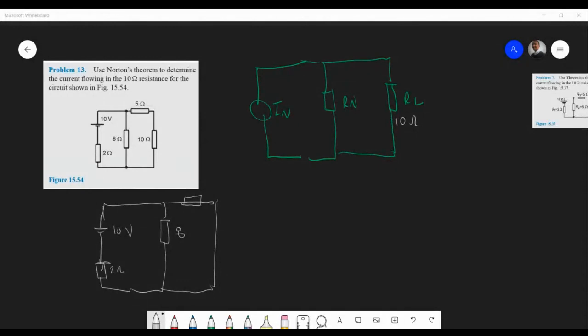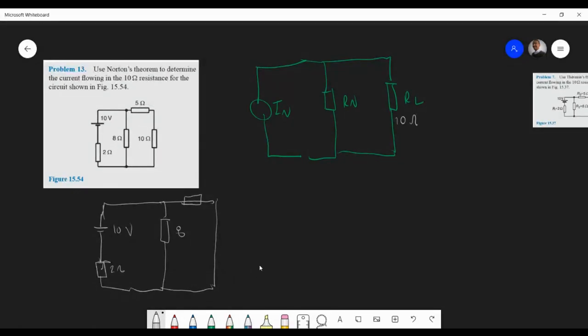What's going to happen when we short this? So something's going to change. Students are still there. You have an idea what's going to happen.